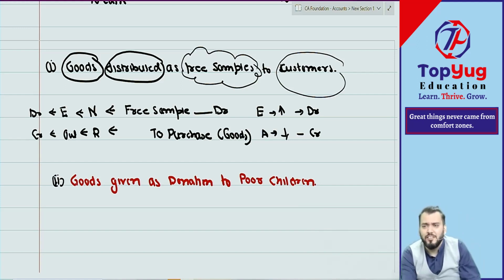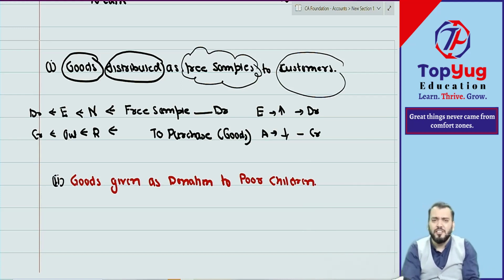Suppose we are the grocery dealer, so we give some rice, 1 kg, 2 kg, as donation for people. Or suppose we are a stationery business. Some poor child will come, and we give the stationery to that poor child to help them. Normally this type of donation we give. So we do not give cash; we give donation in kind, and we distribute our goods as donation.